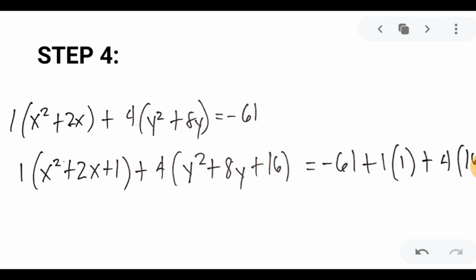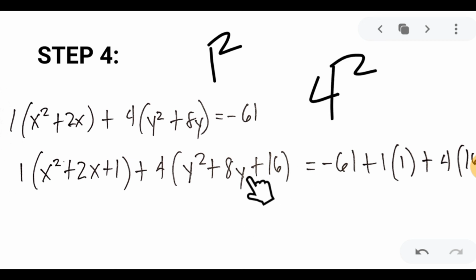For step 4, you have to convert the terms inside the parentheses into perfect square trinomials. To convert it into perfect square trinomials, you have to get the half of the first degree variables here. The half of 2 is 1, and then square that 1. 1 raised to 2, that is plus 1 here. And then on this group, half of 8 is 4. And then square the 4, that is 16, plus 16 here on the last term.